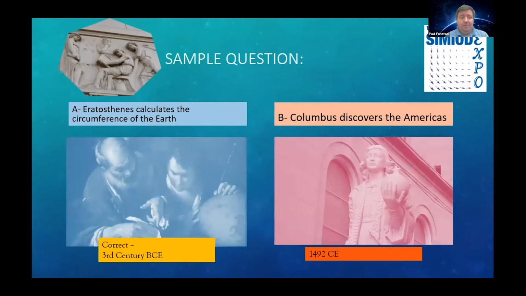As an example, I've got Eratosthenes calculates the circumference of the Earth would be A, or Columbus discovers the Americas would be B. And in this case, the correct answer in this example is, of course, Eratosthenes calculating the circumference of the Earth. So that's basically the type of question in this category. Again, there'll be 5 questions that I'll go through. So if everybody's ready, let's go ahead and dive in.